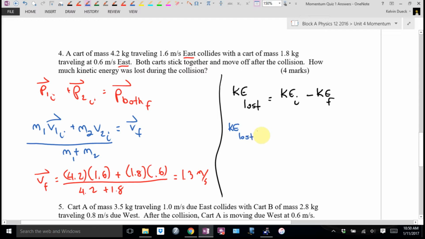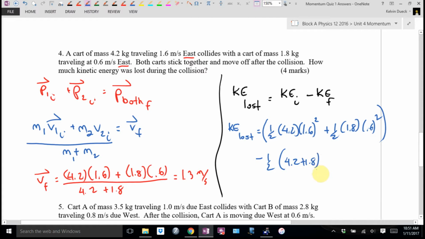KE lost is going to be, now it looks like initial is going to be, well, how do I calculate kinetic energy? It's going to be a half mass 1, 4.2, times 1.6 squared, plus a half mass 2, 1.8, times 0.6 squared. That's how much I'm starting with initially. Minus how much kinetic energy do I have at the end? A half both masses, V final squared.